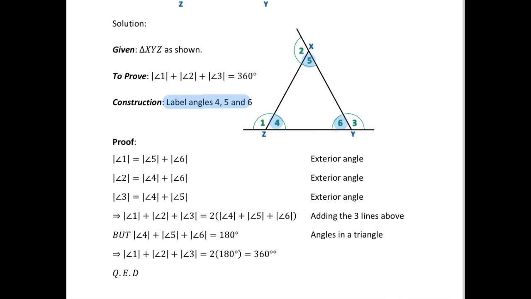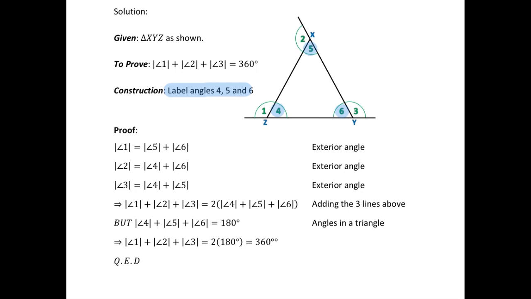So if we look down here, we'll start looking at our proof. First, the angle 1 here is equal to the angle 5 plus the angle 6. Why is this? Because angle 1 is the exterior angle to the angles 5 and 6. So there we're using our exterior angles theorem. Similarly, the angle 2 is the exterior angle to 4 and 6. So the angle 2 is equal to the angle 4 plus the angle 6, again by the exterior angle theorem.